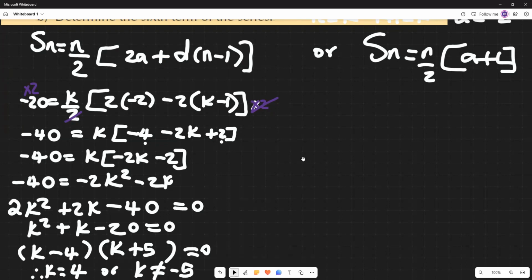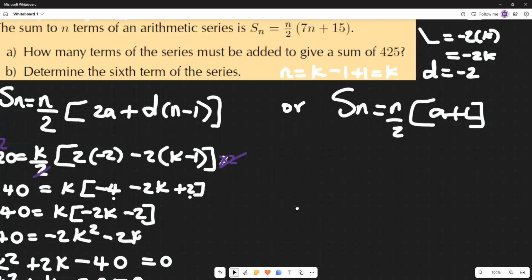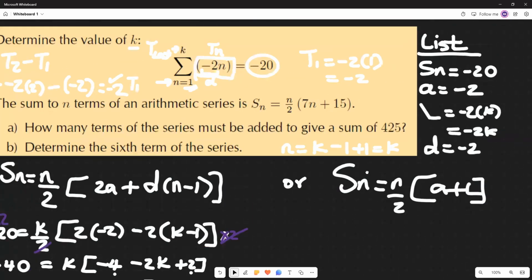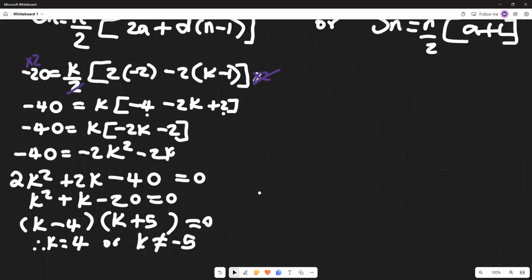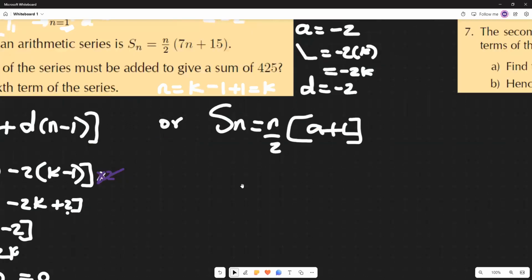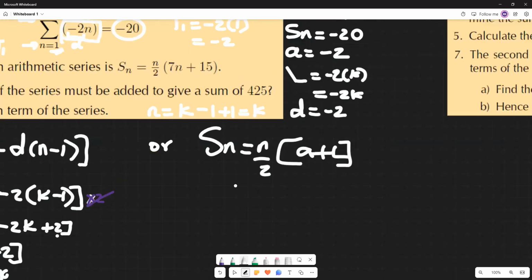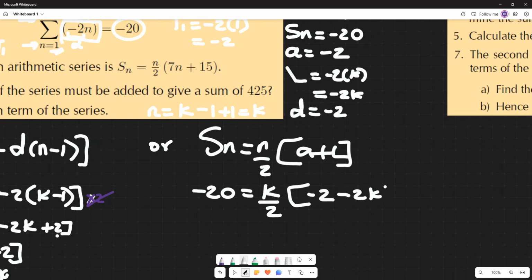Sharp. So now let's see. They wanted us to find the value of k. So the value of k is 4. Let's say someone decided to use this formula. So if you decided to use this formula, your substitution will be negative 20. The n, remember, we said is k over 2. Then a was negative 2, and then we said the last term is minus 2k.